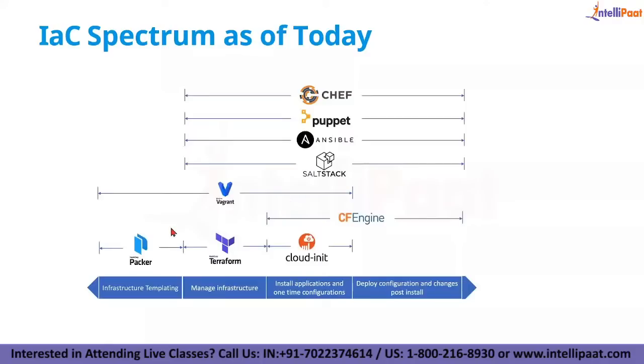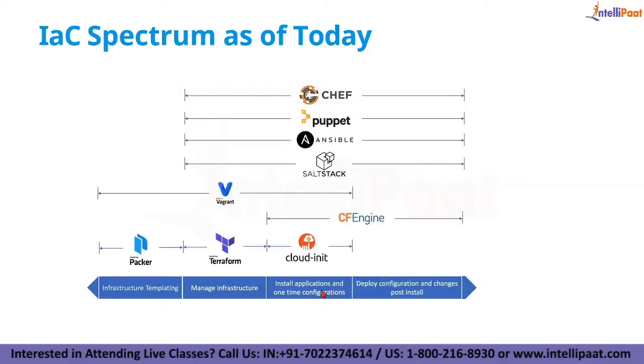Vagrant is not in use right now. Like, it is in use, but it is not popular. But these three tools are built by HashiCorp: Vagrant, Packer, and Terraform. Most of the requirements are fulfilled by Terraform. Okay, Cloud Init, and then CFEngine, SaltStack, Ansible, Puppet, and Chef.